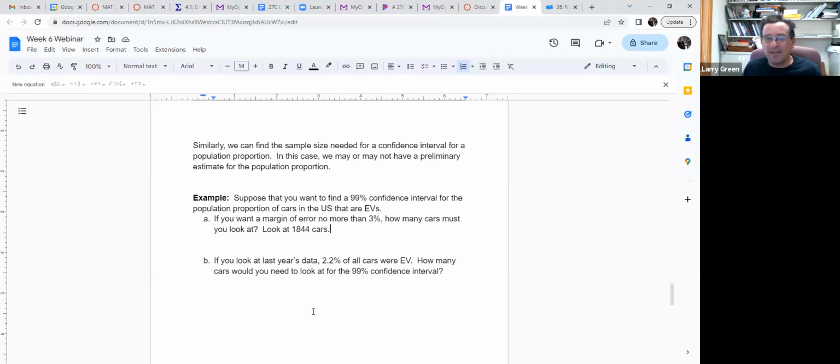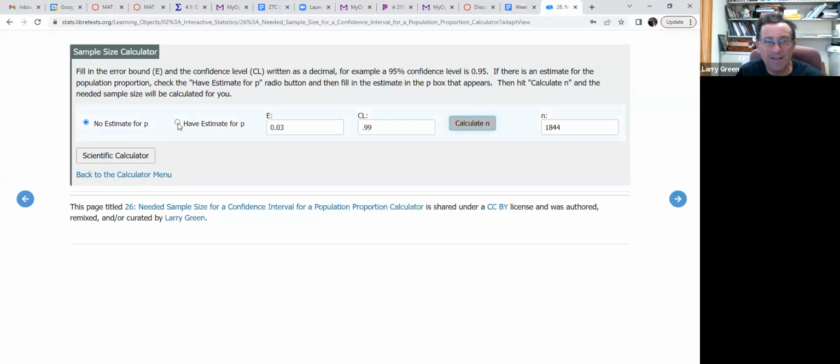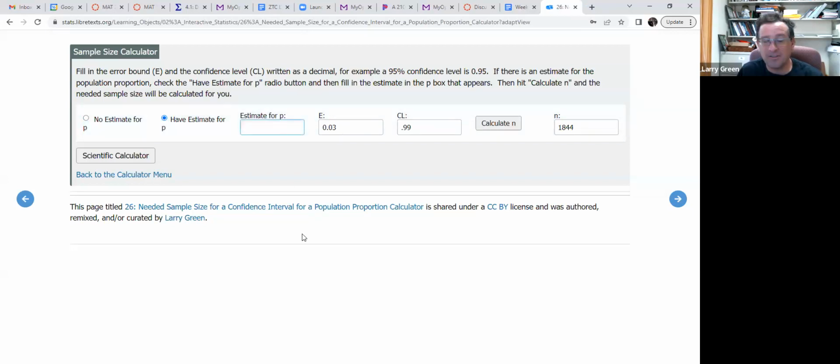How has part B changed? We still want a 99% confidence interval. We still want a 3% margin of error. But what's different? Yeah, we have an estimate. We have an estimate for P. And our estimate for P is 2.2% or 0.022. So I'm going to click Have Estimate for P. Now it asks you, what is that estimate? And it's 0.022. Any questions on that?